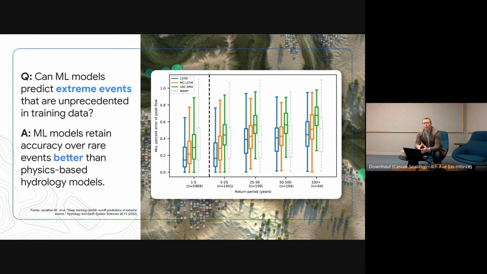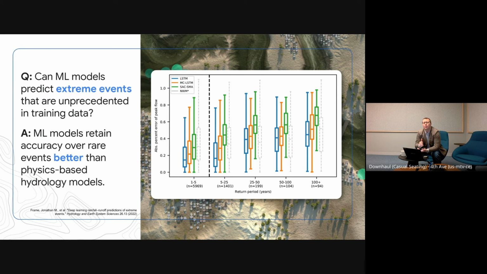So what we did is we took 40 years of streamflow data from 531 watersheds in the United States, and we divided this data up into years of hydrological data based on return period. We trained on all of the years of data with return periods between 1 and 5 years, so the smallest events. And then we used the model to predict years of data with 5 to 100+ year return periods, so much larger events. What you're seeing on the y-axis is the absolute percent error in estimating the flow of the largest event in a particular year. So lower is better. Lower means a lower error. Higher is worse. Higher means a worse error.